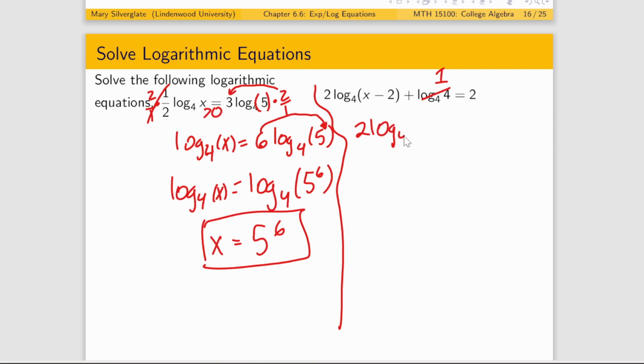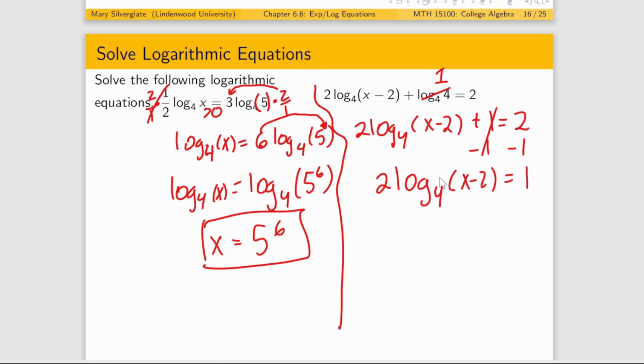So we have 2 log base 4 of x minus 2 plus 1 is equal to 2. And now I just have one copy of the log, so I'm going to actually just solve for that log again. So in particular, I'm going to undo adding 1 by subtracting 1 on both sides. That gets us 2 log base 4 of x minus 2 is equal to 1.